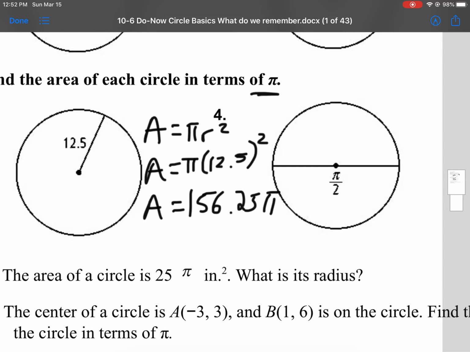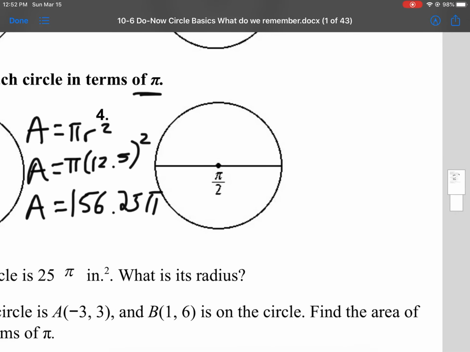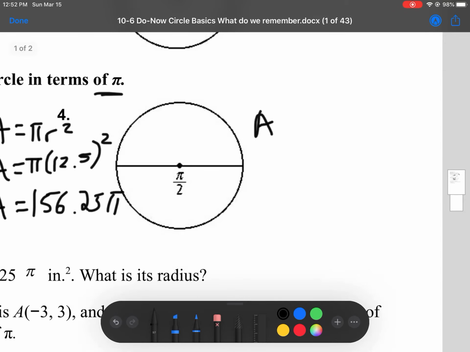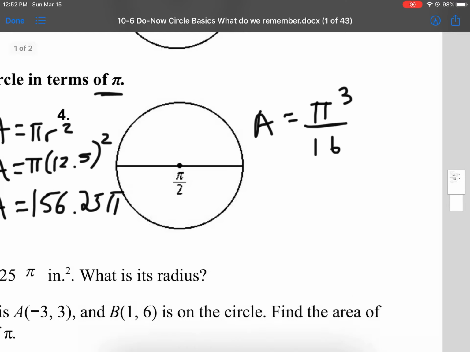Sorry if my handwriting is a little bit messed up, but number 4, we have our radius is pi over 4. So if you find the area, you should be getting area is equal to pi cubed over 16.